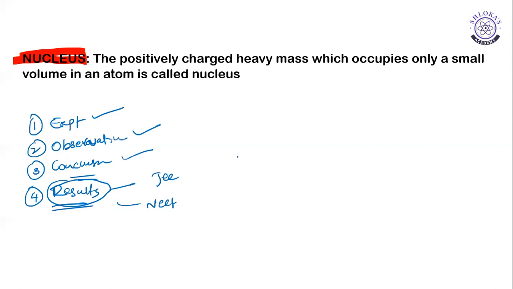Here we will have three results. First result: how to find the radius of the given atom. Second result: what is the angle of scattering. Third: distance of closest approach. The third one is very important from the Advanced point of view.